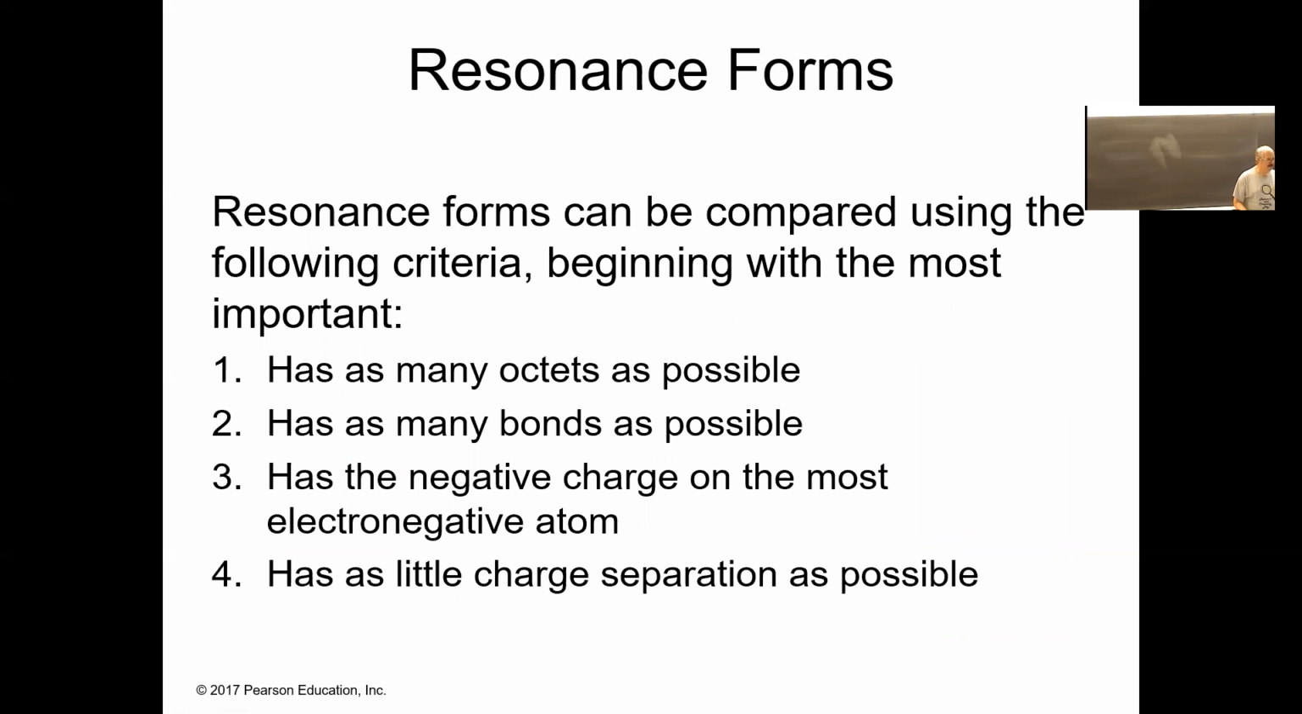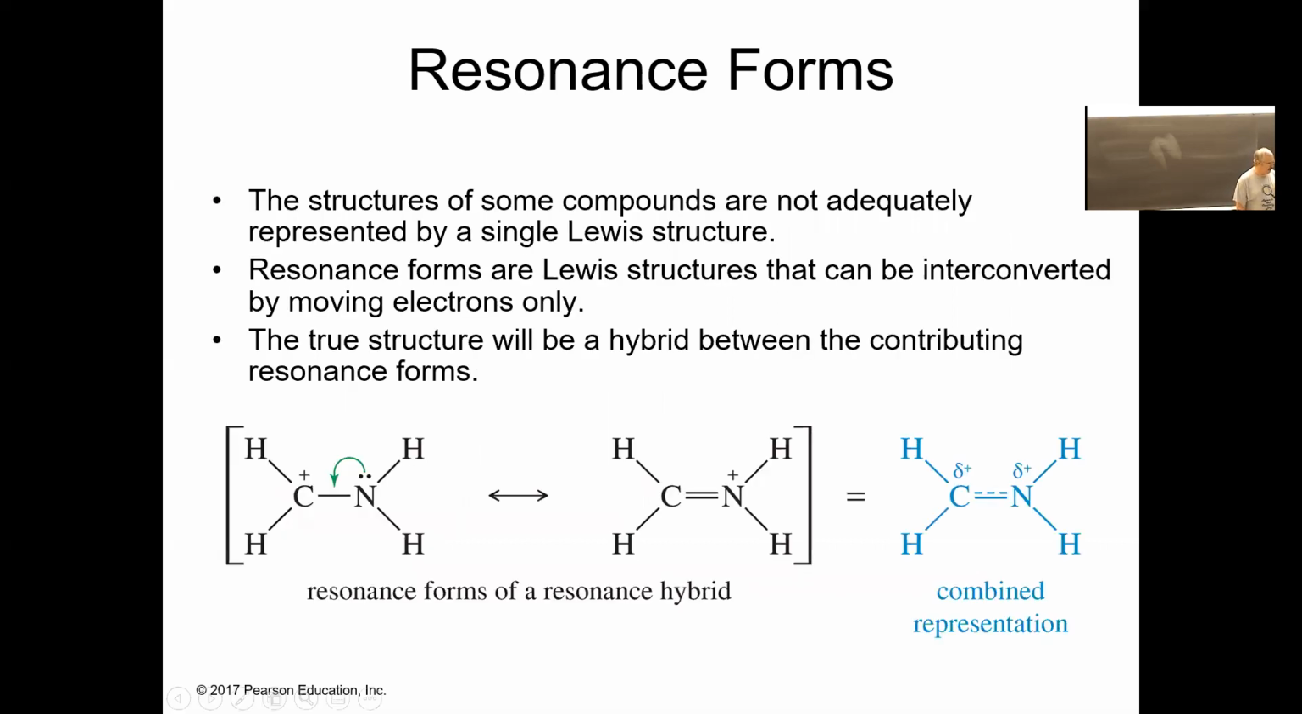Resonance forms can be compared using the following criteria, beginning with the most important. We want a structure that has as many octets as possible. Let's go back to this example. In the structure on the left, carbon does not have an octet. In the structure on the right, everyone has an octet. So this would actually contribute more than the one in which there's no octet on carbon. So the actual structure is closer to this one, but this does contribute some to the overall structure.